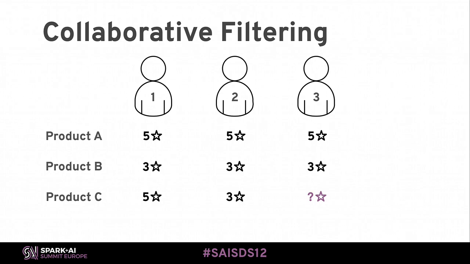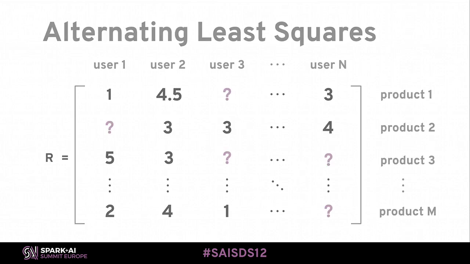Can someone give me a suggestion for what we might predict user 3 might give to product C? 4, perfect. Something in the region of 4 stars. So that method's all well and good when we've only got a small number of people. We can make sensible suggestions. But what happens when the data size grows?